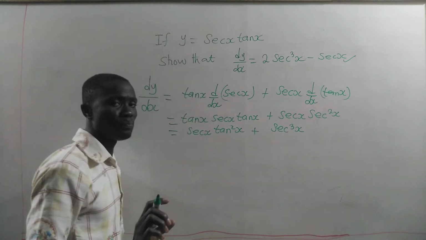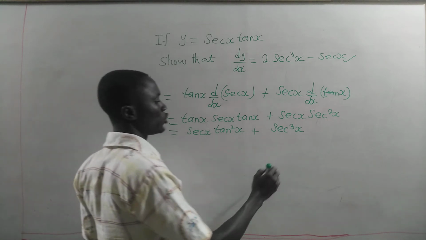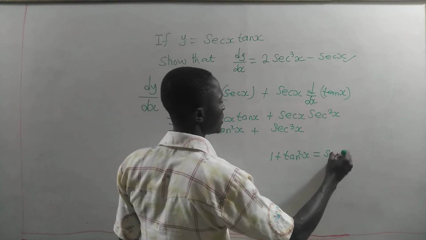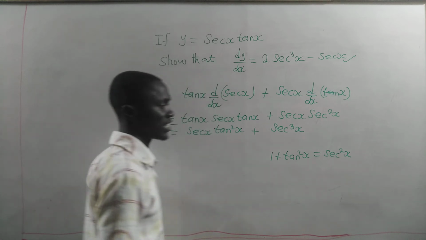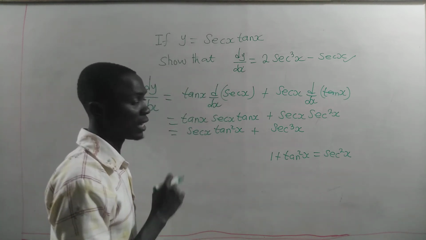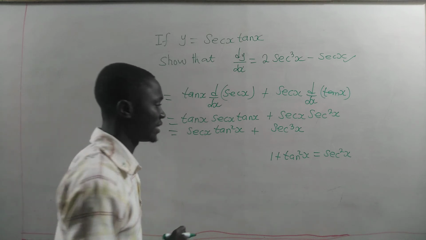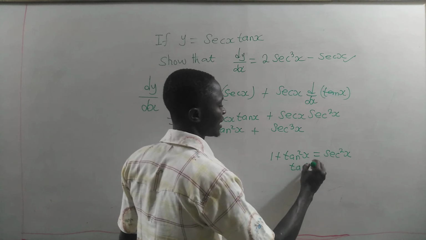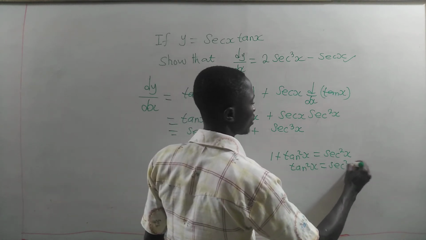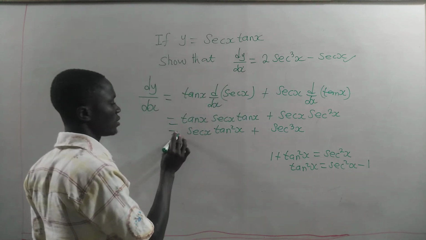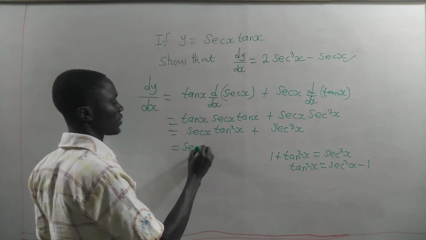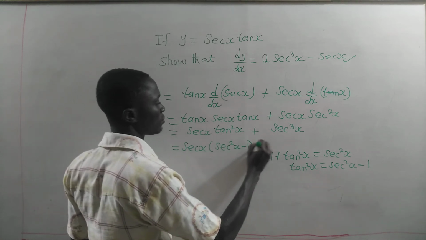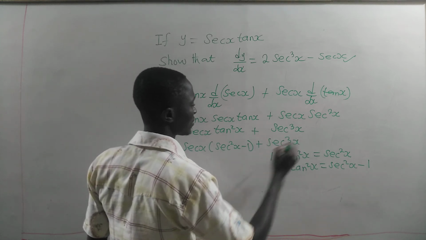Now, from the basic trigonometric identities, we know that 1 plus tangent squared of x is equal to secant squared of x. Check the description for my video on basic trigonometric identities. Now, if we make tangent squared of x the subject, we have tangent squared of x is equal to secant squared of x minus 1. So here, we are going to have secant of x times (secant squared of x minus 1) plus secant cube of x.